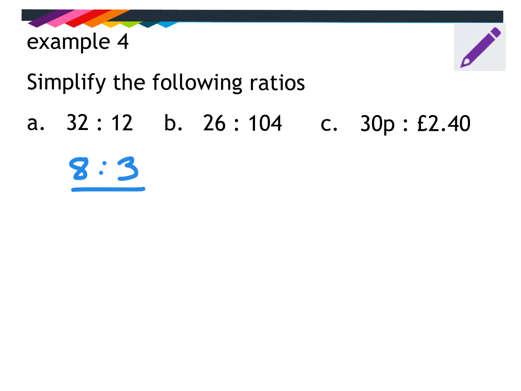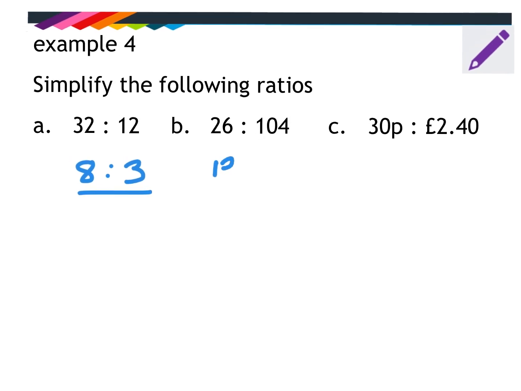26 to 104. Now 26 isn't in a lot of times tables. It can divide by 2, it can divide by 13. 104 I might not recognise as well, so we're going to do that trick again. They're both even, so let's see what we're getting with half them. So if I half the 26, I get 13. If I half 104, I get 52.